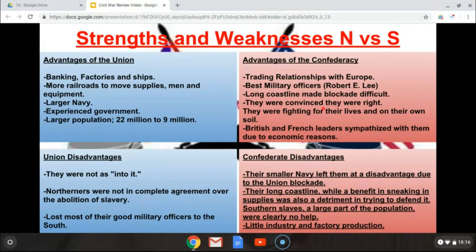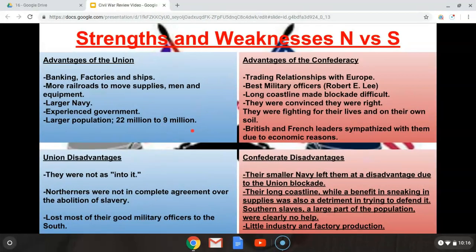Right? Southern slaves, a large part of the population, were no help, right? Out of this 9 million Southerners, about 4 to 4.5 million were slaves. And if you weren't going to let your slaves fight, that means you're down to like 4.5 million to fight. Okay, so that was a big disadvantage.